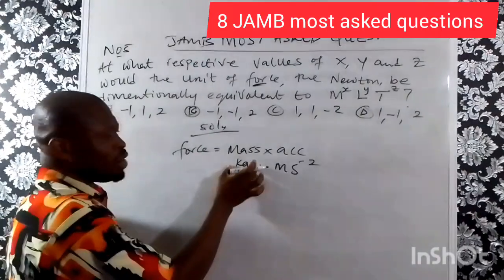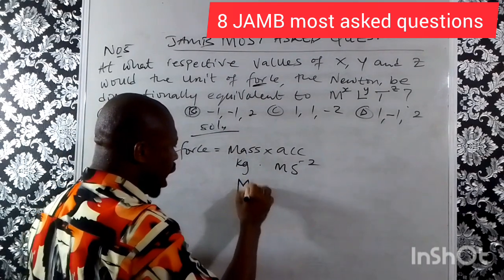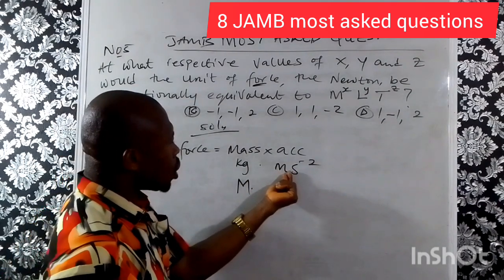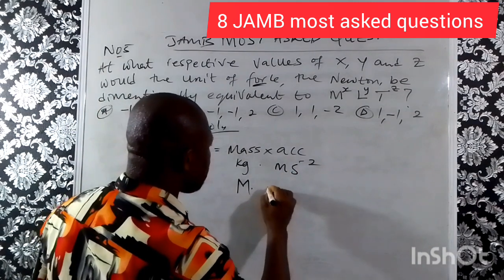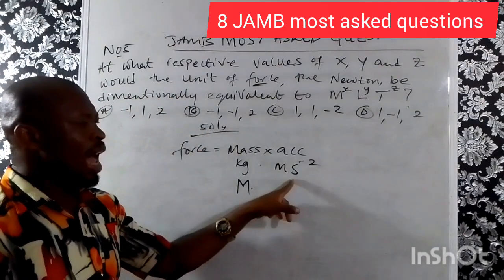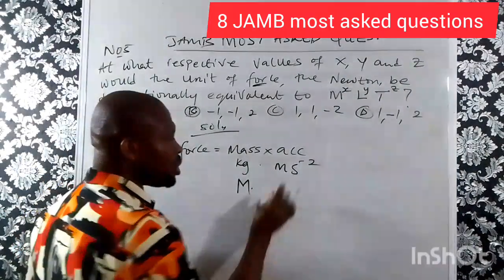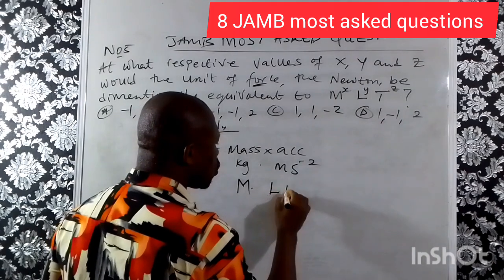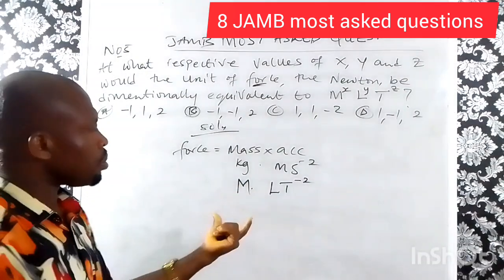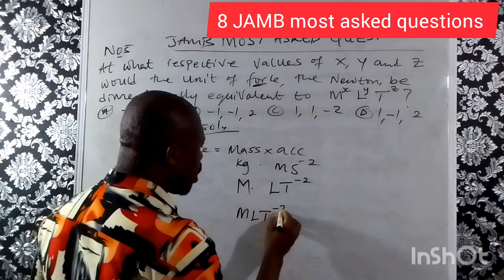Now, what is the dimension for mass? The dimension for mass is M. Now acceleration, sorry, the dimension for acceleration, because acceleration is meter per second squared, is LT raised to power minus 2. That is the dimension for acceleration. Now, if you bring the two together, we now have MLT raised to power minus 2.